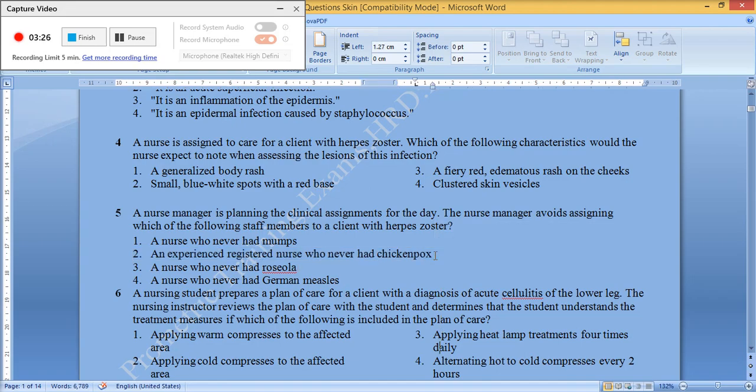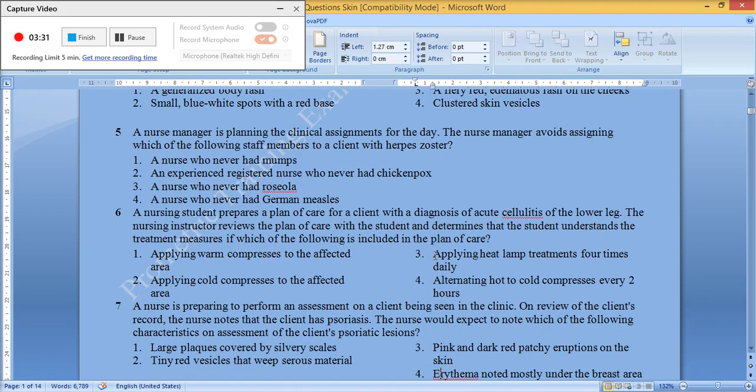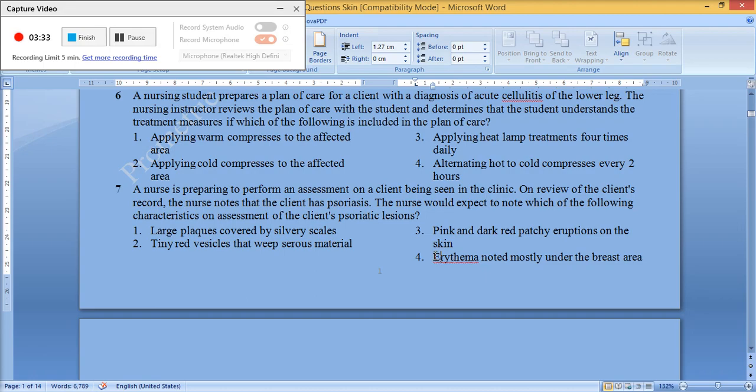6. A nursing student prepares a plan of care for a client with a diagnosis of acute cellulitis of the lower leg. The nursing instructor reviews the plan of care and determines that the student understands the treatment measures if which of the following is included in the plan of care. 1. Applying warm compress to the affected area. 2. Applying cold compress to the affected area.